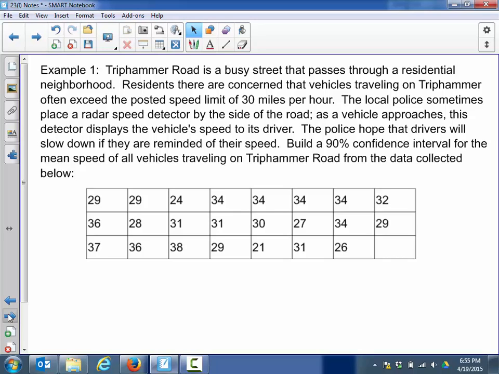Okay, so lots of theory, I guess. We're just introducing new material. I don't know how theoretical it is. Let's go ahead and jump into this problem regarding Trip Hammer Road.